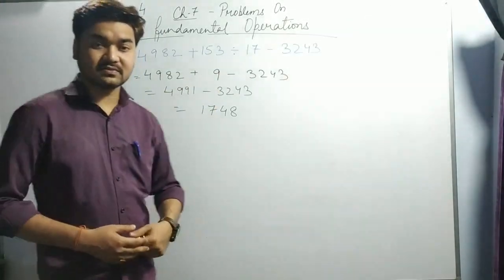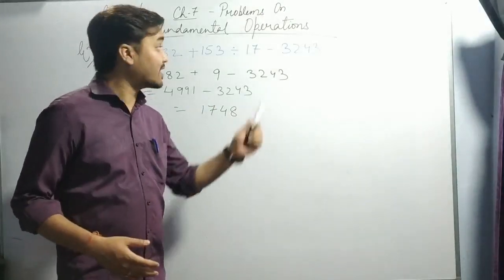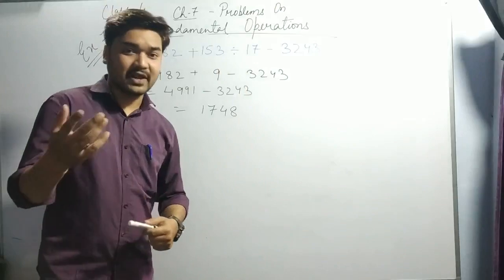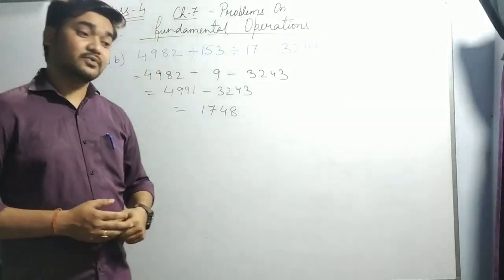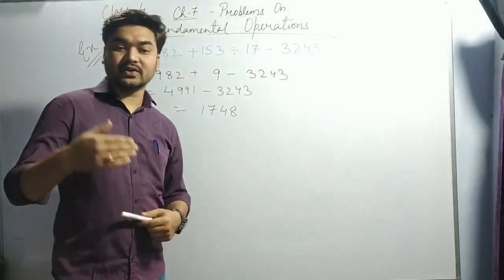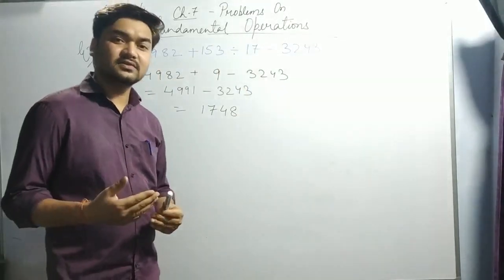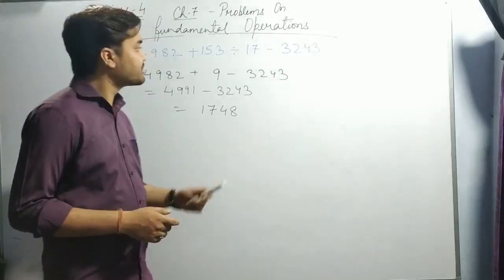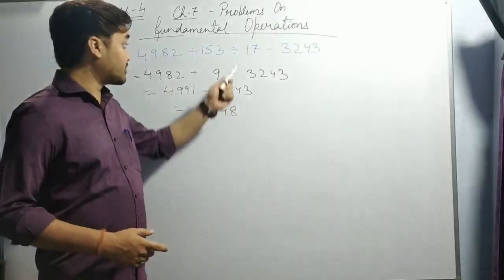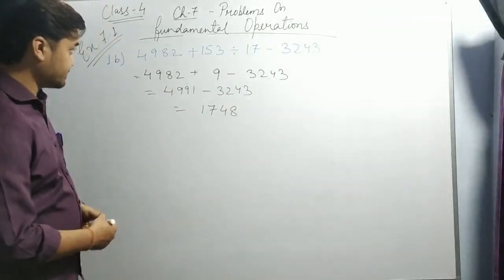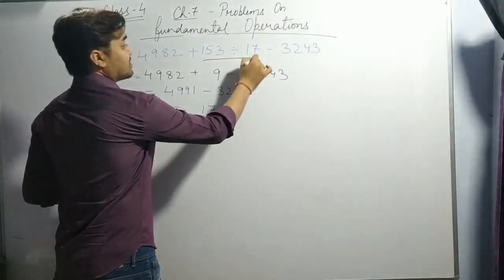More than two signs means addition and subtraction, except that division is also there, so type 1 we will not follow. Got it? We will follow type 2. In type 2 we go stepwise: first division, multiplication, addition and then subtraction. So here first we will see that we have to do division. The first one is division.